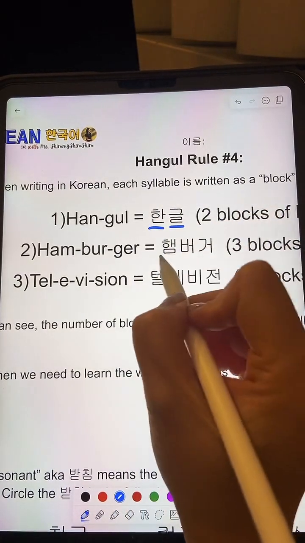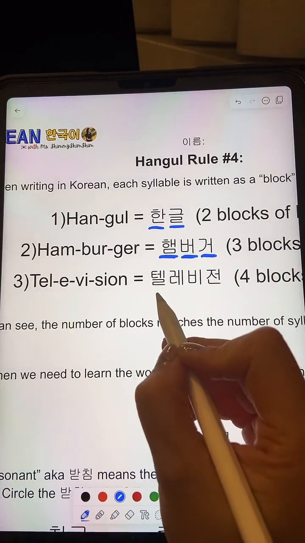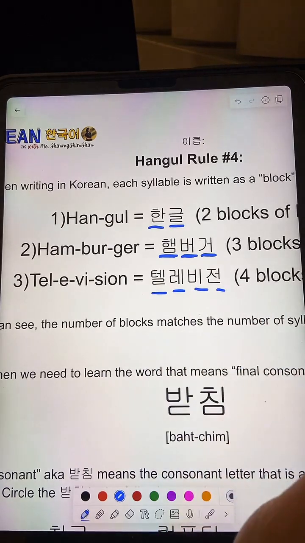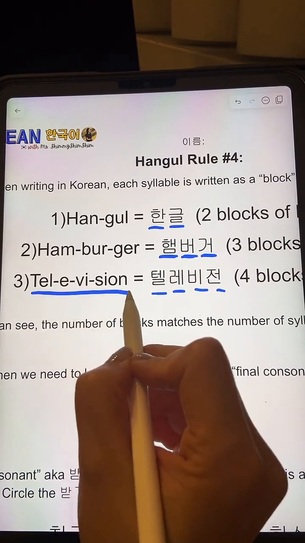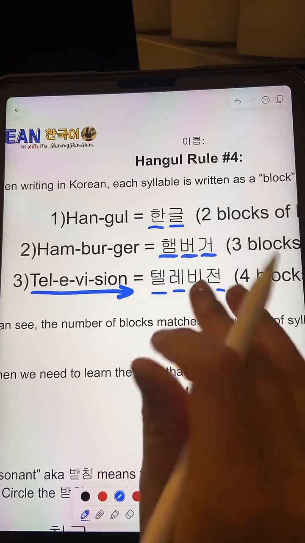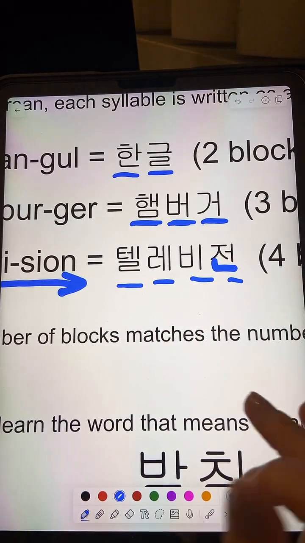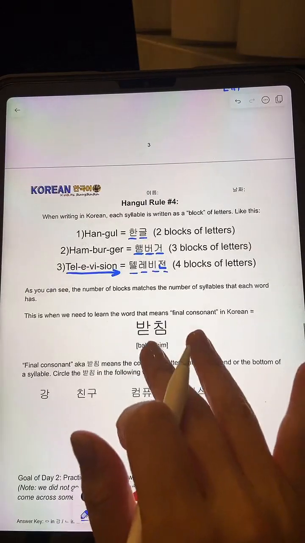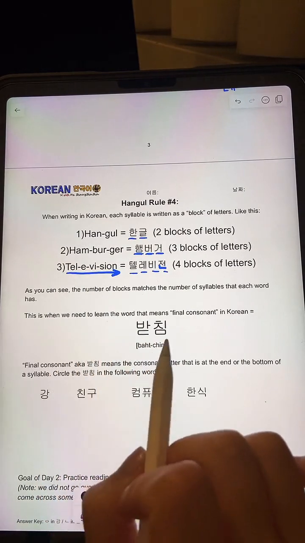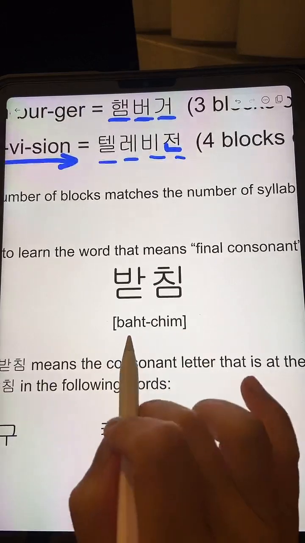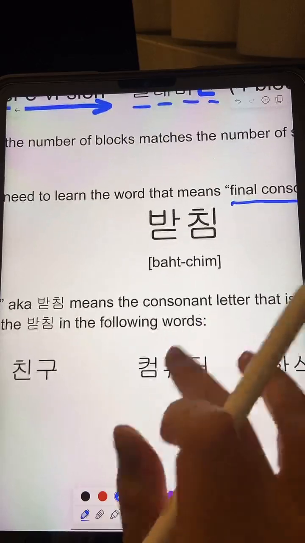So, hamburger, 3 blocks. Television, 4 blocks. This, in English, is just straight across, right? But in Korean, this N sound is at the bottom. See that? So, as you can see, the number of blocks matches the number of syllables. This is when we need to learn 받침. 받침 means final consonant.